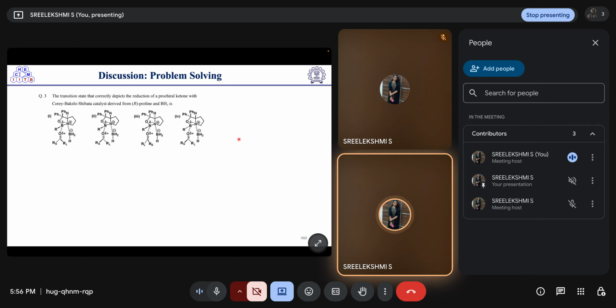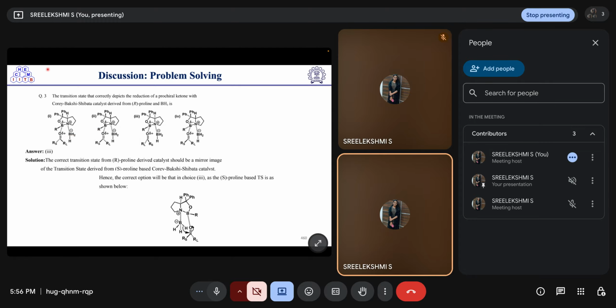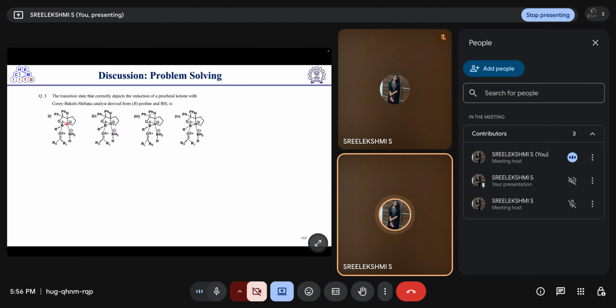Now the next question is: the transition state that correctly depicts the reduction of prochiral ketone with the CBS catalyst derived from R-proline and BH3 is which one?